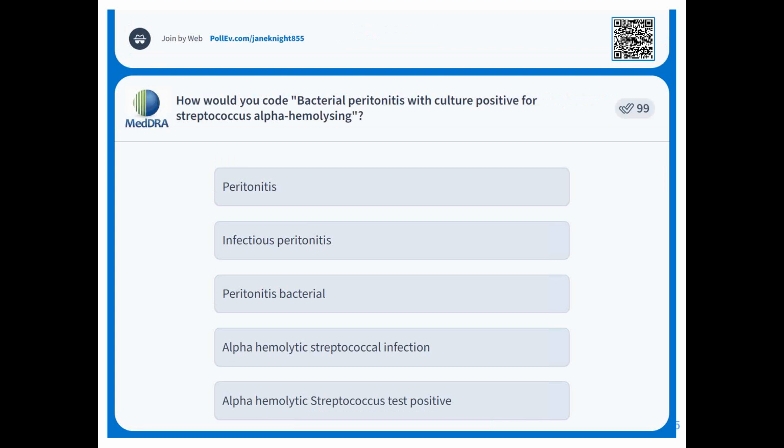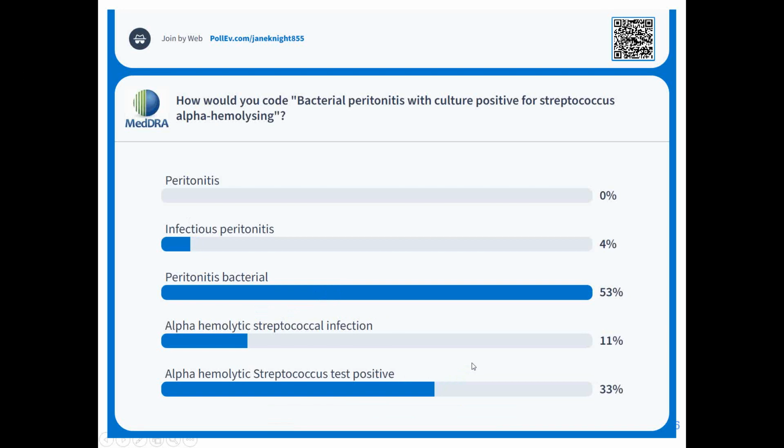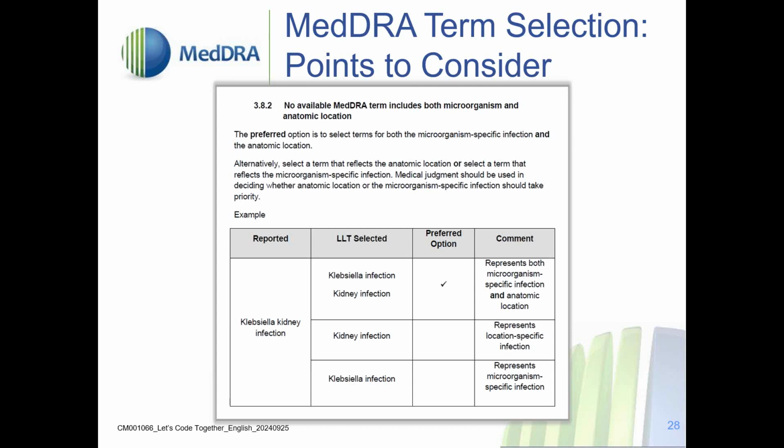So let's see again what you are going for. Most of you are voting for peritonitis bacterial and alpha-hemolytic streptococcus test positive. Some of you also would consider alpha-hemolytic streptococcal infection or infectious peritonitis. Let me close the poll and first refer to the MedDRA Term Selection: Points to Consider document in order to get some guidance. This document provides guidance for similar scenarios.